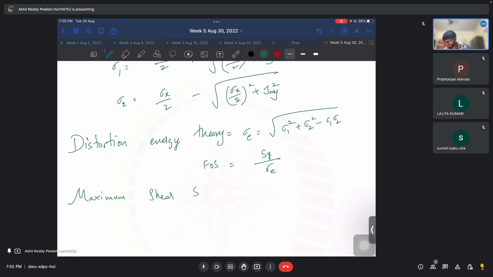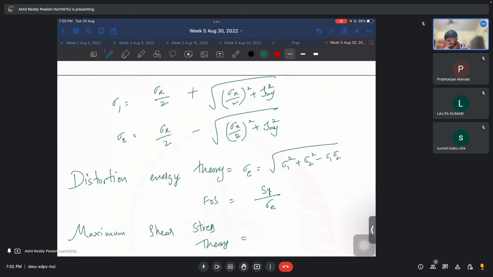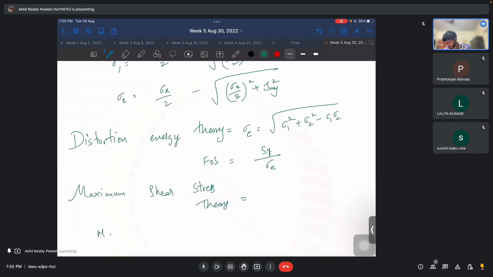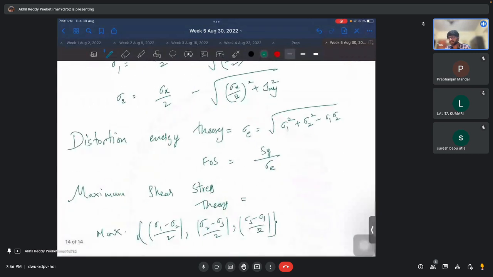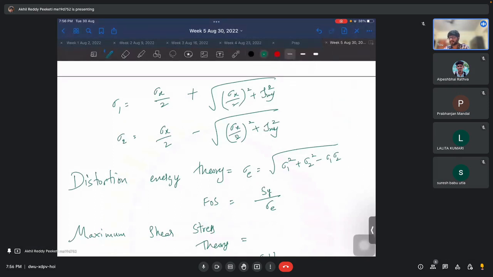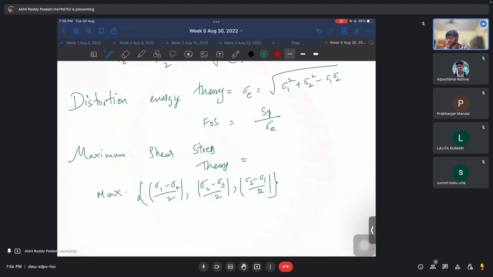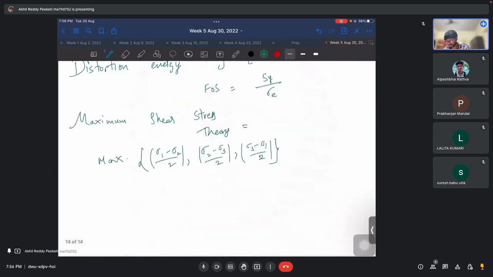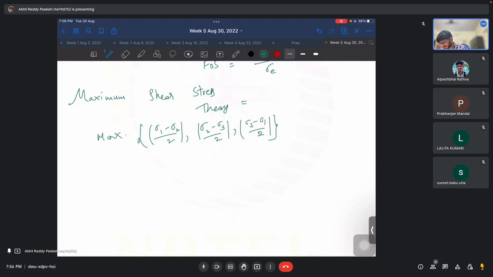If you have to use maximum shear stress theory, here you need to see sigma 1, sigma 2, so you need to find the maximum of sigma 1 minus sigma 2 by 2, sigma 2 minus sigma 3 by 2, sigma 3 minus sigma 1 by 2. In the case where sigma 1 and sigma 2 are of opposite sign, let's say sigma 1 is positive and sigma 2 is negative, you can directly take 1 and 2, because we assume the other direction to be 0. If they are of opposite sign, their corresponding one would be the maximum. Unless we calculate these values we won't know that, so without that you can only say the maximum of these three.